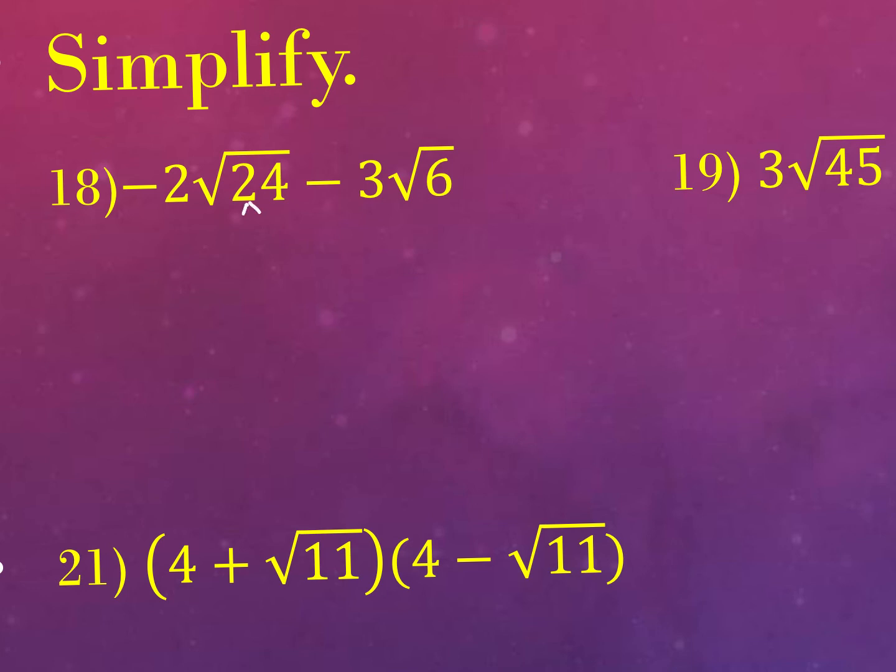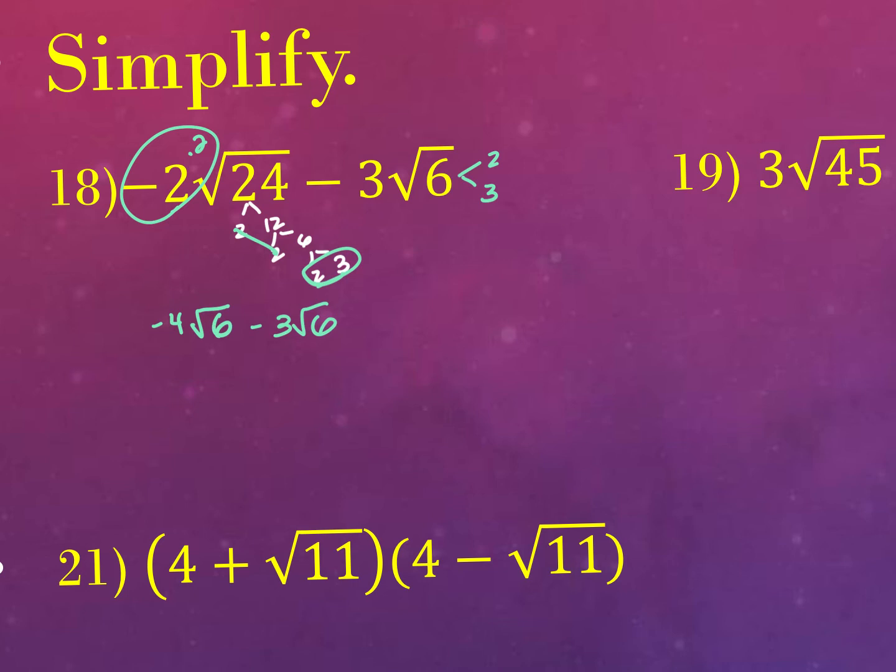So 24 breaks down to 2 and 12, 2 and 6, which is 2 and 3. There's a pair of 2s, so that 2 is going to come to the outside, get multiplied by the -2 that's already there, -4. And then 2 and 3 don't repeat, so they get multiplied together and they stay underneath the radical. This 6 would break down to 2 and 3. Again, nothing repeats, so this stays as -3 square root 6. And then because they both have a square root 6, we can combine these into one. I would do -4 minus 3, which is -7 square root 6.